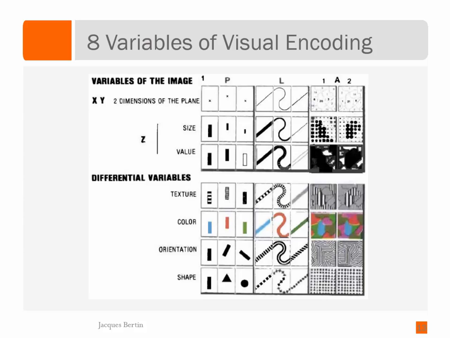Then when we move on to texture, with the area encoding, we'll see some areas represented that would be very rough if we ran our finger across them, and other areas that would be much smoother. With color, with the area type, you can see that we would have different areas that would be blue, red, or green.